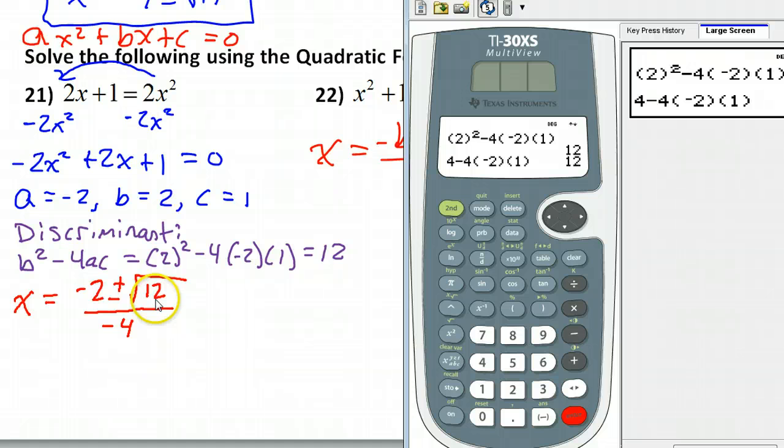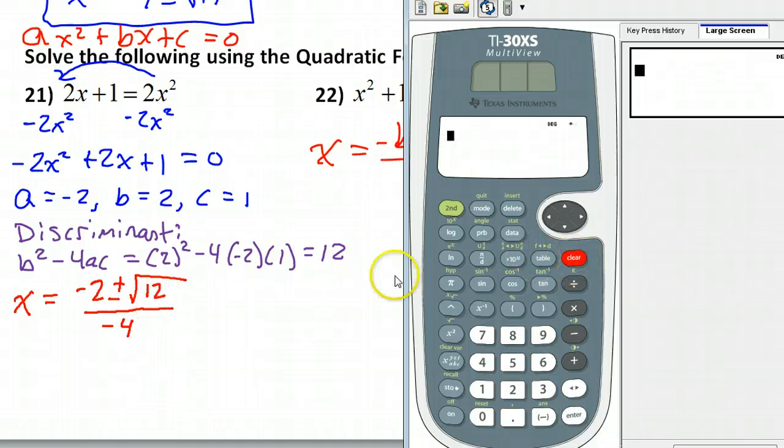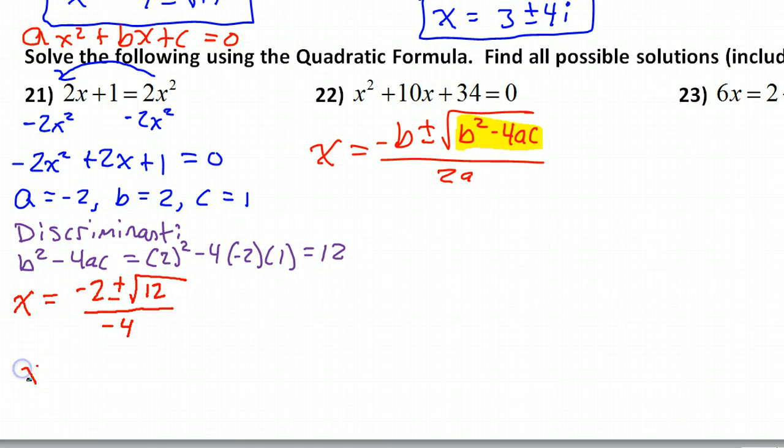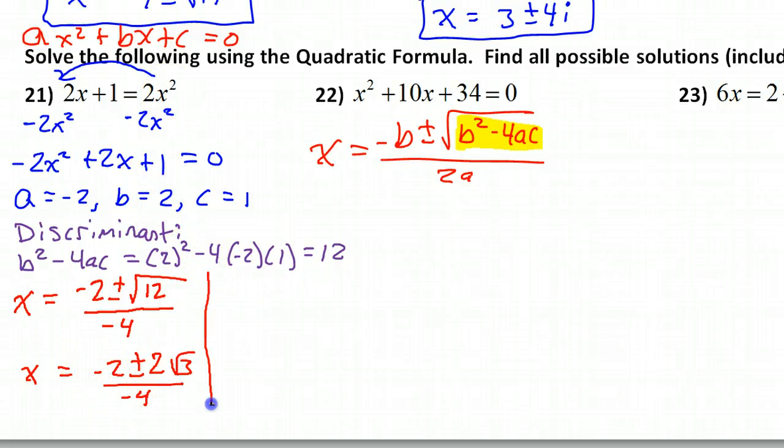So the square root of 12. I can do that in my head. I know that's going to be 2 radical 3. But the square root of 12 in your calculator, there you go, 2 radical 3. So then this becomes x equals negative 2 plus or minus 2 radical 3 over negative 4. Now look, these negatives will cancel out. So I will just go ahead and put x equals positive 2 plus or minus 2 radical 3 over 4. Those negatives cancel each other out.